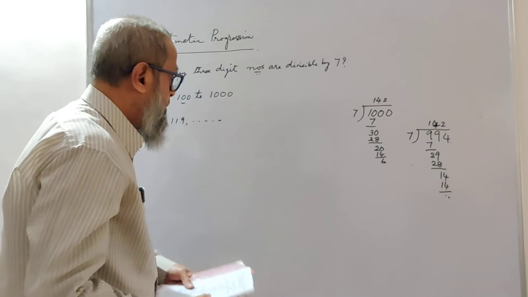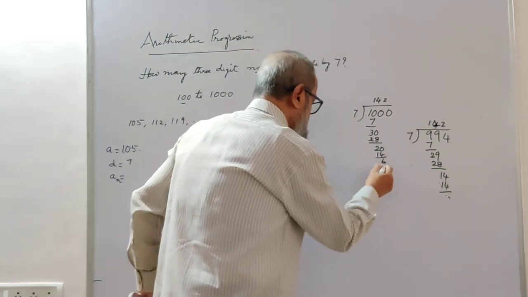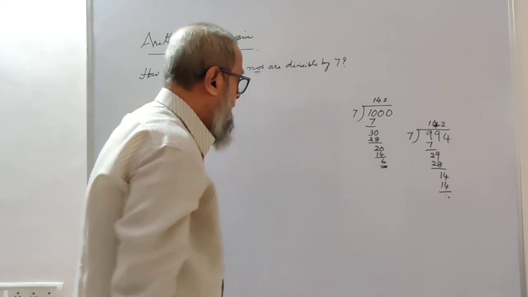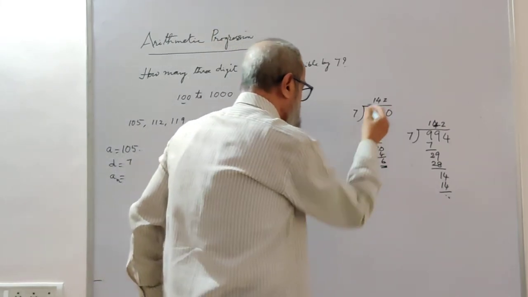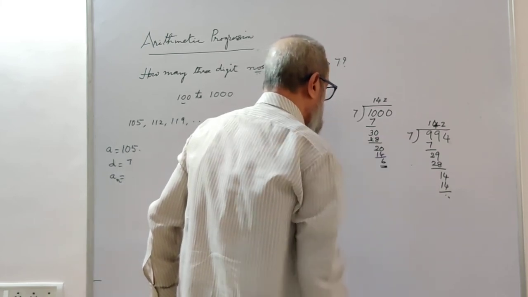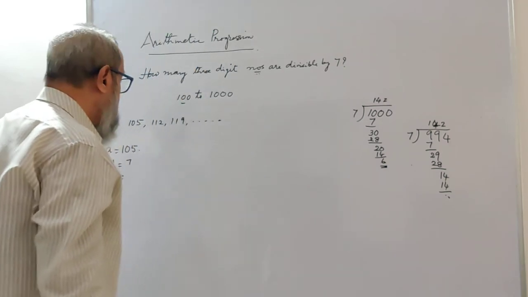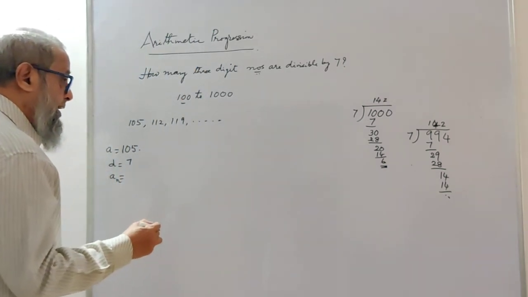How did I get it? You divide 1000 by 7, see what the remainder is, and subtract that remainder from 1000. You will get the last 3-digit number which is divisible by 7, or which is a multiple of 7. So AN is how much?